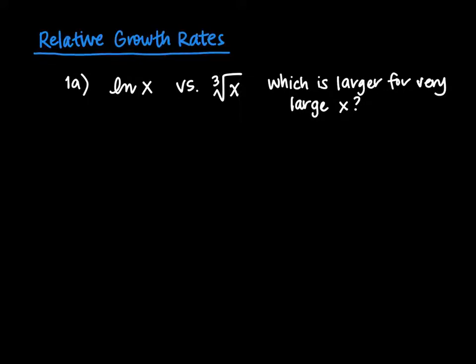We're looking at 1a, which compares two functions, natural log of x and the cube root of x, and the question is, which is larger when x is very large? Take a moment, pause the video, and sketch both of these graphs to see if you can decide. Pick one or the other, natural log of x, cube root of x, which one is larger for very large x? Go ahead and pause the video and take a moment to do that.